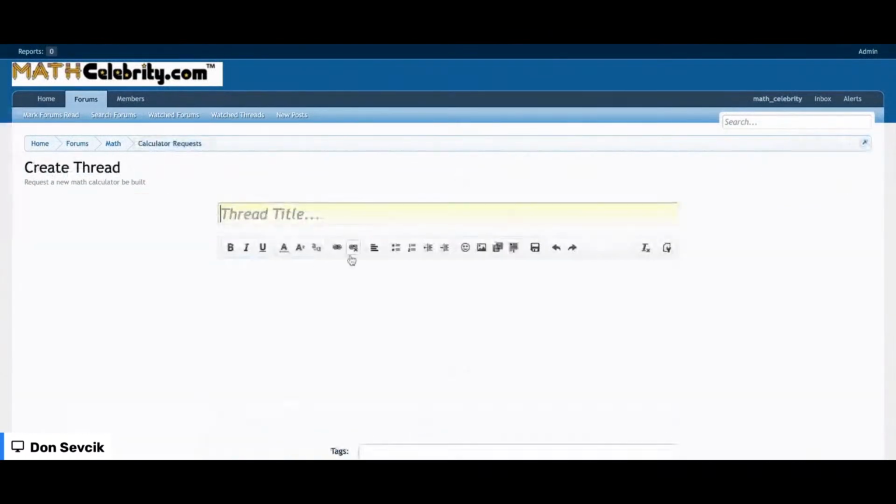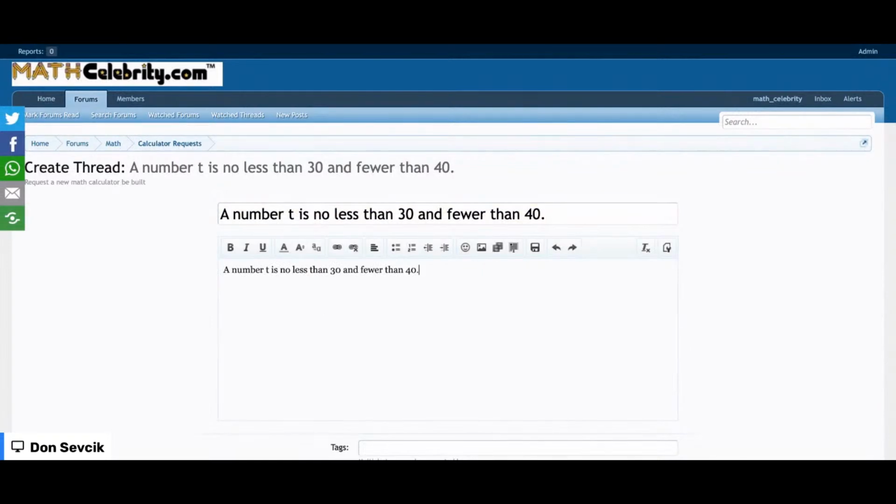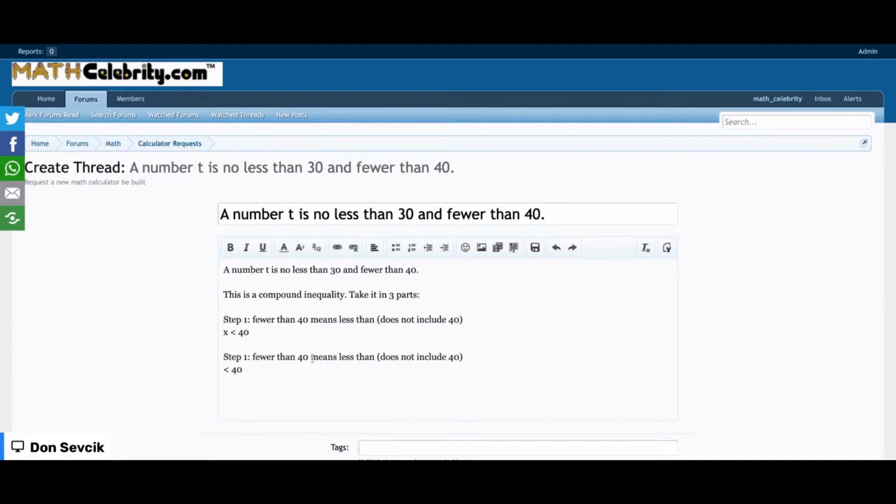A number T is no less than 30 and fewer than 40. This is a compound inequality. Take it in 3 parts. Step 1. Fewer than 40 means less than, doesn't include 40. Therefore, we have less than 40. Number T is less than 40.